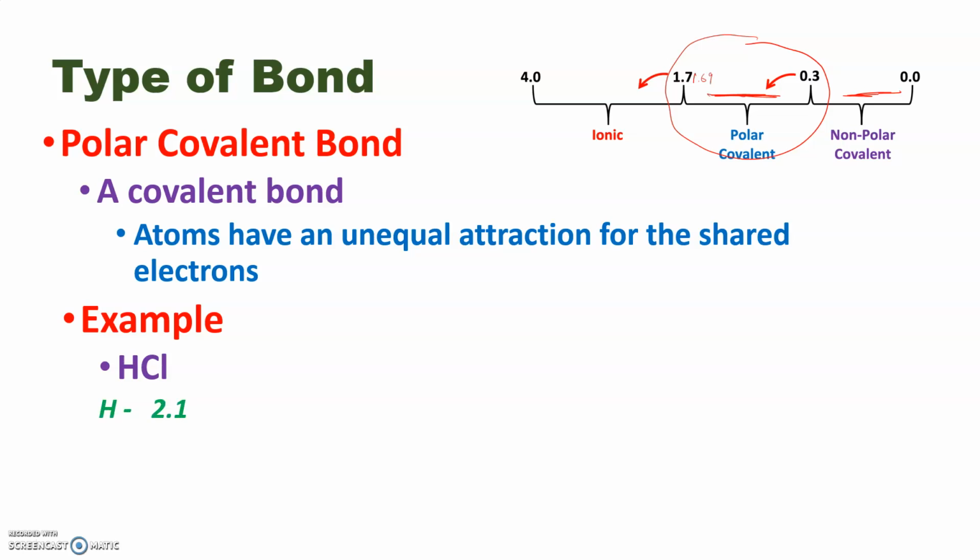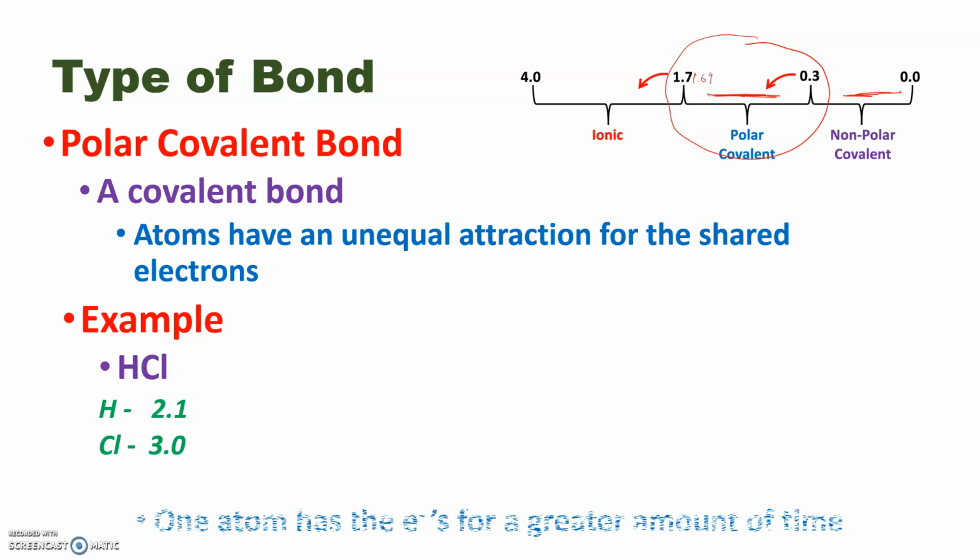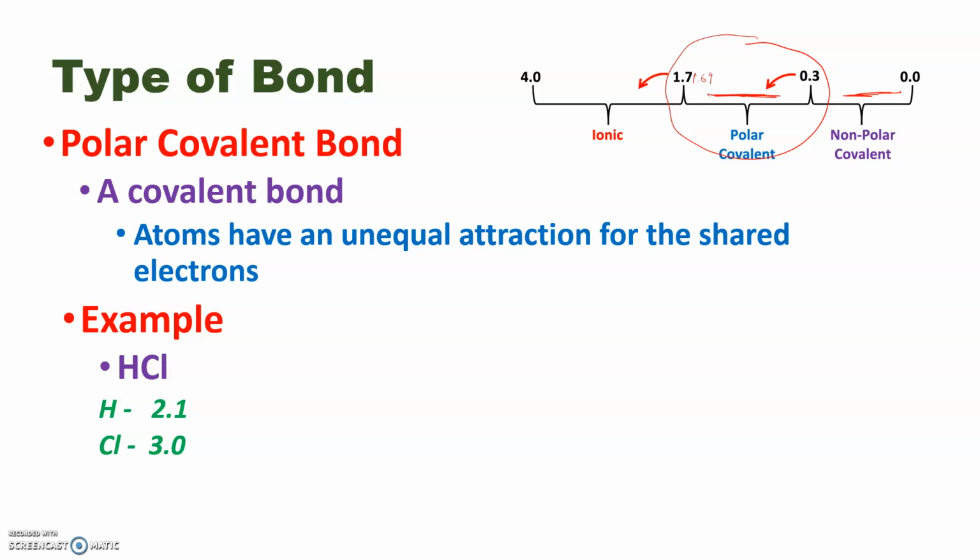So an example is HCl. If we look up their electronegativities, we've got H and Cl. You find the difference. Let's just go with the absolute value. It's 0.9. Well, 0.9 falls into this range. So what I do is I draw both atoms, HCl. Because it is a covalent bond, I draw a dash. That dash represents a covalent bond.